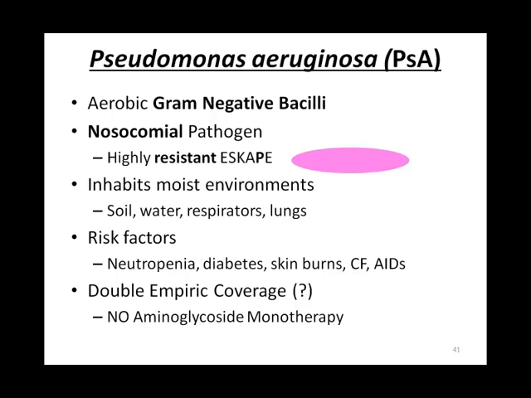There is this question about double empiric coverage, and there is some new literature that says it's probably necessary in terms of giving us appropriate coverage initially, and then backing down to one agent once we know our susceptibility patterns. But that's something we'll discuss when we get to pneumonias, hospital-acquired pneumonias, within the lectures.